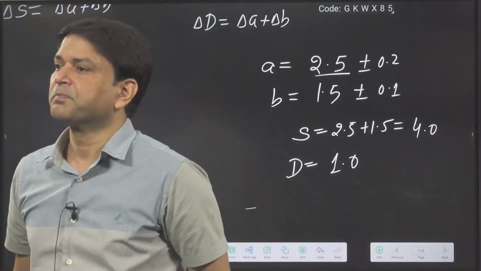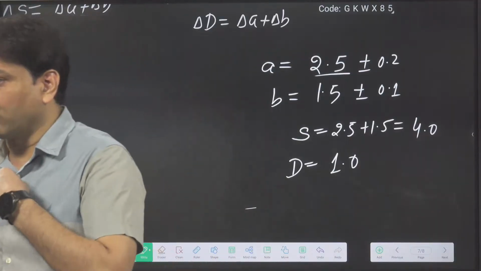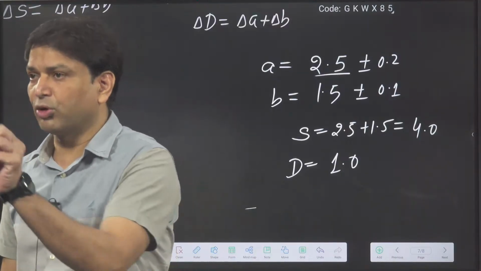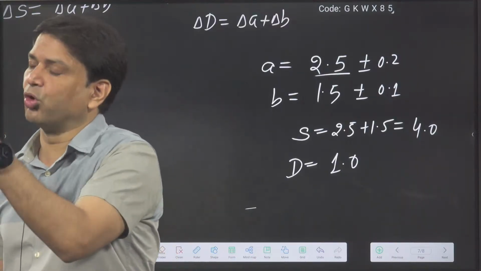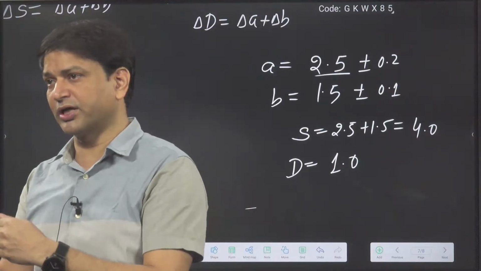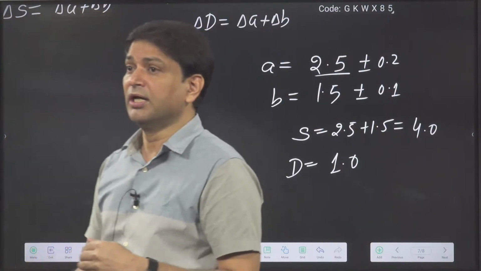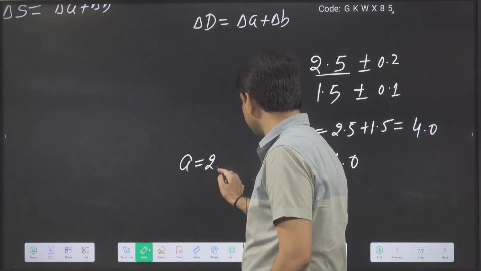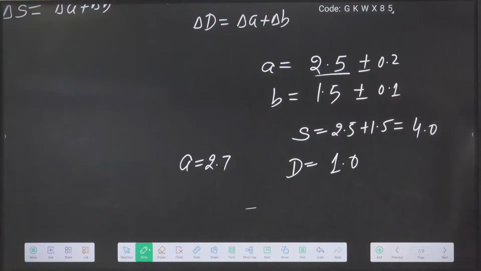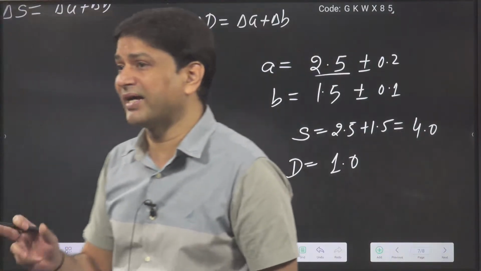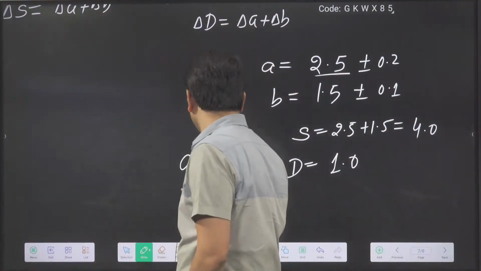Now suppose I have taken A more than actual and B less than actual. So what is the A value I will take? A value I will say 2.7, because A is taken more than actual. B I measured less than actual, so 1.5 minus 0.1 gives 1.4.